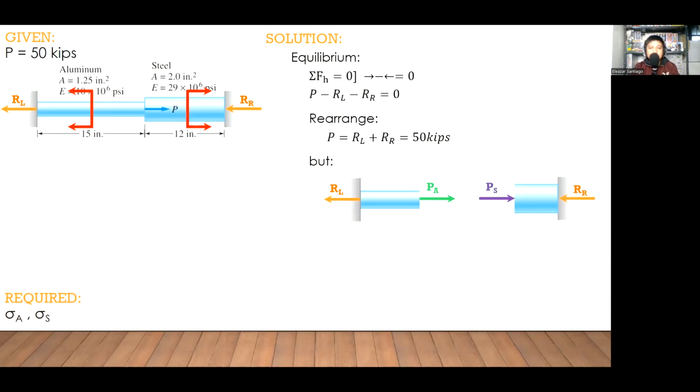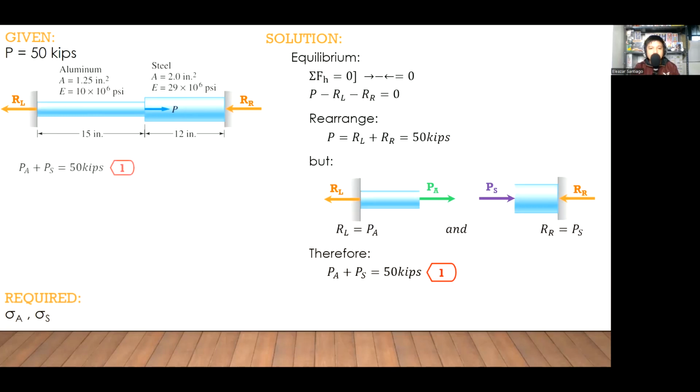If we consider these conditions, we come up with the relationship that R sub L is equal to P sub A, as well as the reaction at the right is equal to P sub S. Therefore, updating our equation, we have now P sub A plus P sub S is equal to 50 kips. Our working equation number 1. So set aside our equation.